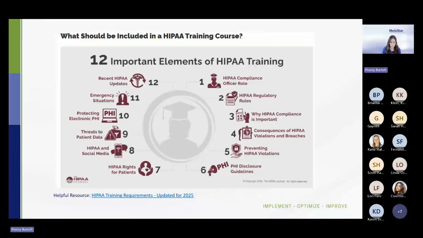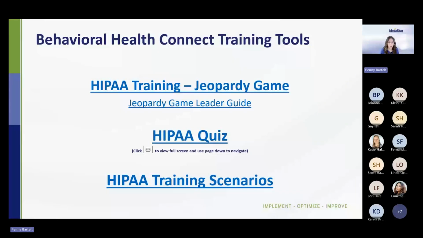So I found this really nice graphic, I thought, as far as the important elements of HIPAA training. And there's the link down there to the article that this comes from. It's a bigger article that I think is a really nice resource for everyone. I used this and developed some additional training materials, thinking we could go over all of these, or I could create some training tools that you can actually take back and use. So we created a Jeopardy style game, a quiz, and some training scenarios.